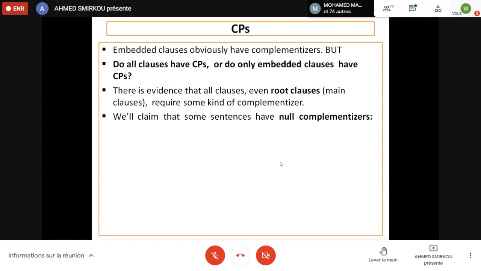How can we do this? We claim first that maybe, for example, when we say, I will travel tomorrow, maybe there is a complementizer in main clauses, but this complementizer is not realized. It is null. It is null, not realized. To understand the meaning of null, let me give you a simple example. The word people. We say, for example, people are. Why do we use are? What is the plural morpheme? We say people are. We know that the word people is in the plural form, but there is no plural morpheme.